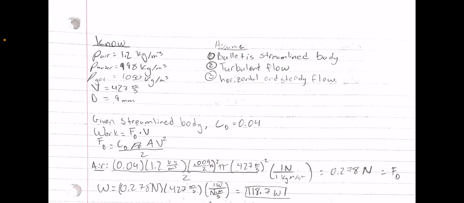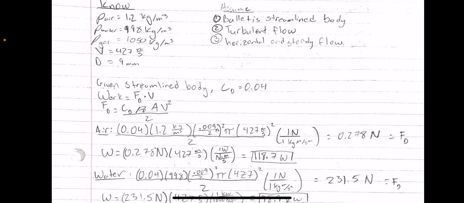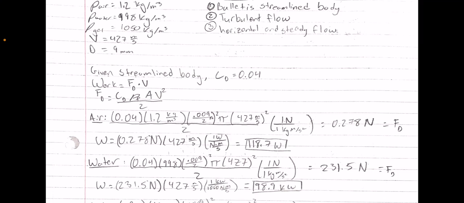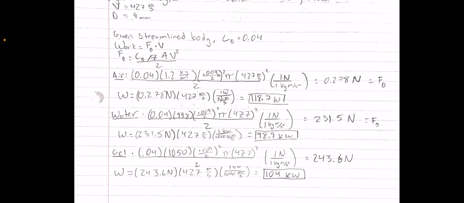This next problem is going to go over checkpoint 8, which is drag, and I'm analyzing a bullet going through 3 fluid mediums, air, water, and ballistic gel. And so I assume the bullet to have a drag coefficient of 0.04. And so you can use that to solve for the drag force, and then plug the drag force in to solve for work. And as expected, the ballistic gel has the highest work and the highest drag force since it's the most dense. That just makes sense. Fairly easy problem on drag.